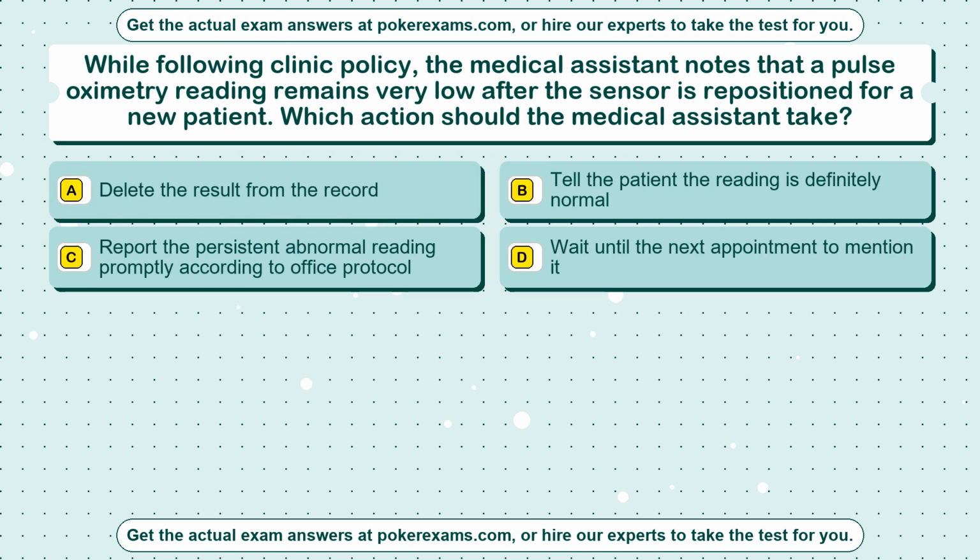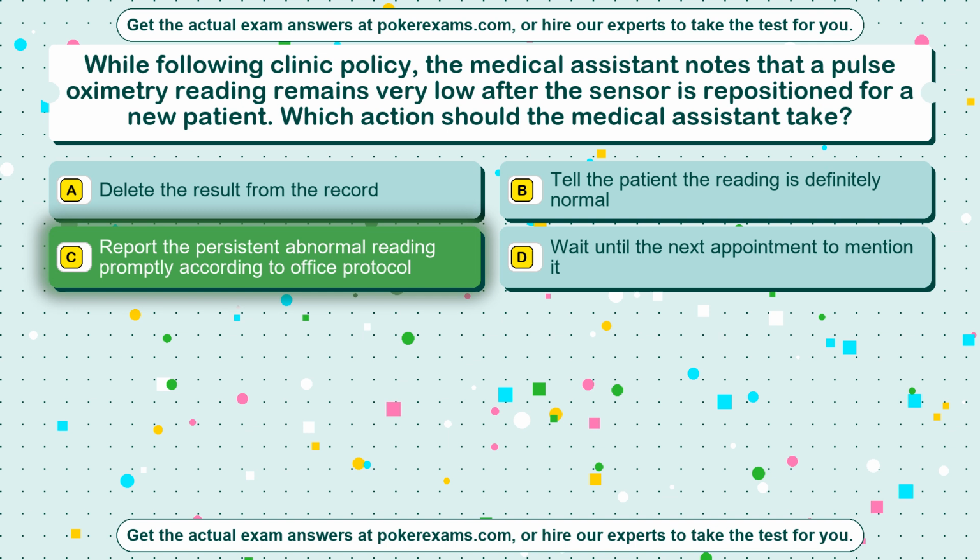Question 9. While following clinic policy, the medical assistant notes that a pulse oximetry reading remains very low after the sensor is repositioned for a new patient. Which action should the medical assistant take? Option A. Delete the result from the record. Option B. Tell the patient the reading is definitely normal. Option C. Report the persistent abnormal reading promptly according to office protocol. Option D. Wait until the next appointment to mention it.